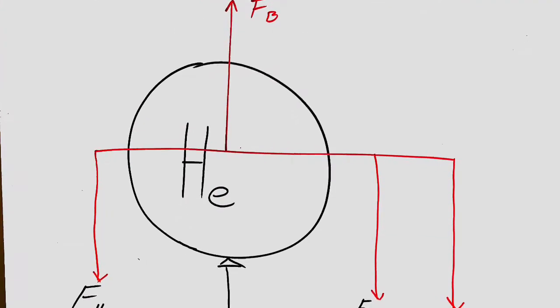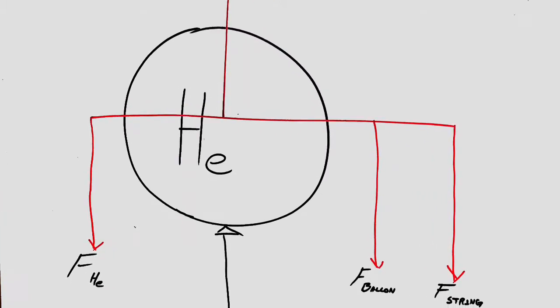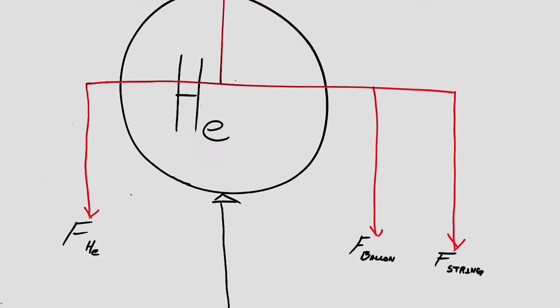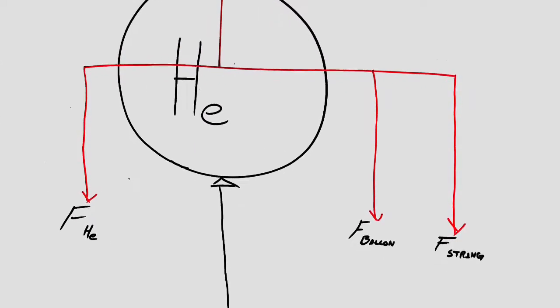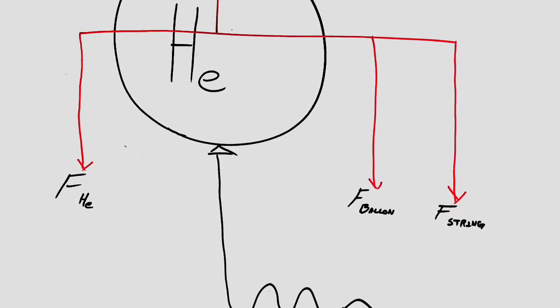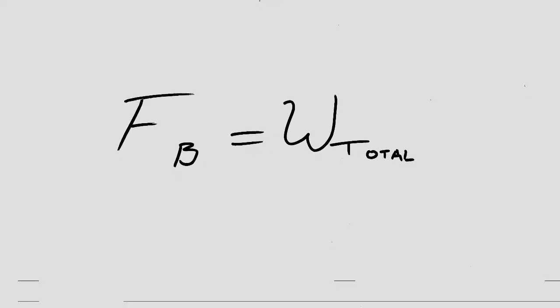First of all, we have to analyze all the forces acting over the balloon, the one going up and the one going down. The one going up will be defined as the force of the balloon. The one going down will be the total weight of all the system we just built. These forces will be equal to each other.